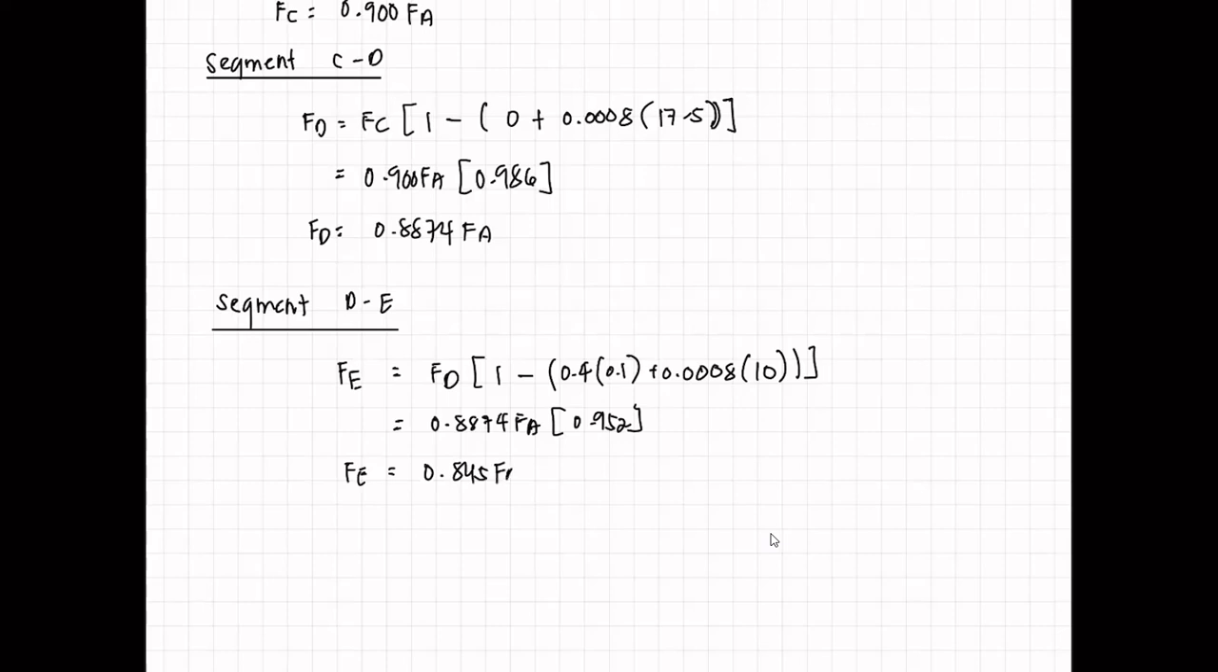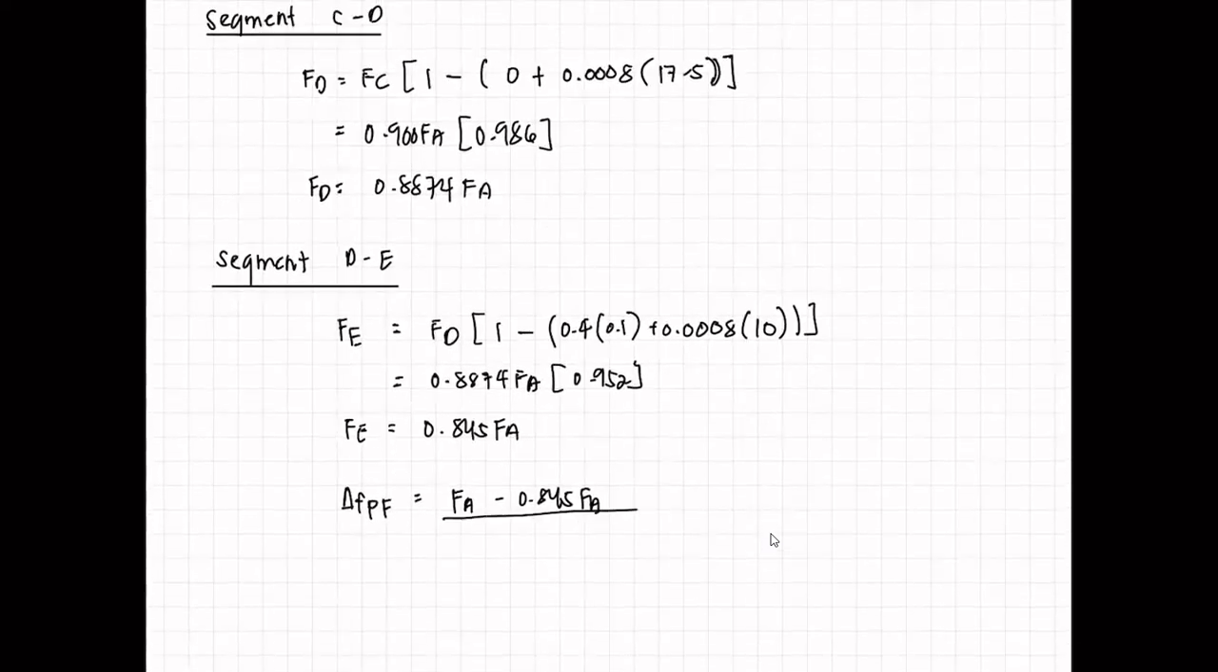0.845 FE natin. So, yung ating total pre-stressing loss due to friction, that will be from FA minus yung ating 0.845 na FA, okay, over yung FA natin. So ito yung formula kanina, no? Ito yung formula kanina na F2 minus F1 over F. Hindi, baliktad.